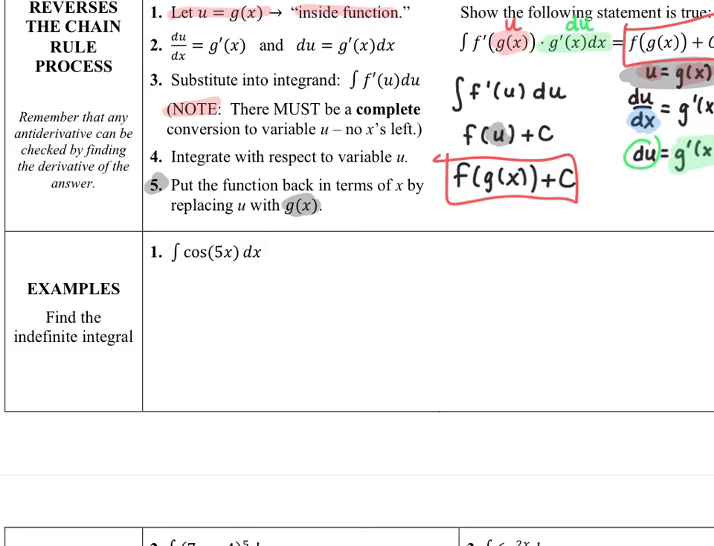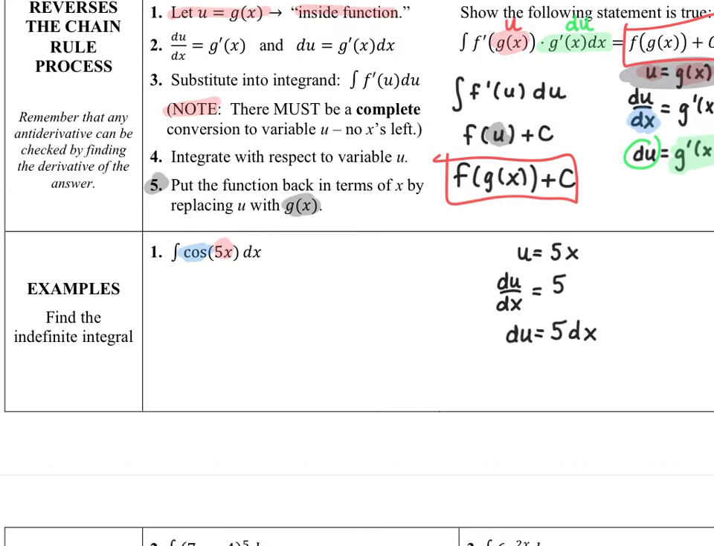The first thing we need to do is recognize the need to use a u substitution when I have a function inside of a function. So it's this 5x inside of that cosine function that tells me I need to use a u substitution. And my first step is to let u equal that inside function. Step number 2 says, let's do the derivative of u with respect to x. And then we're going to take this dx and we're going to multiply it to the other side.